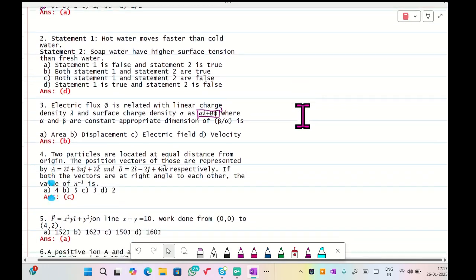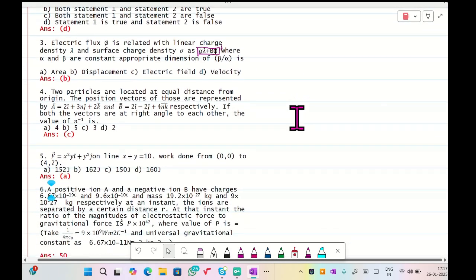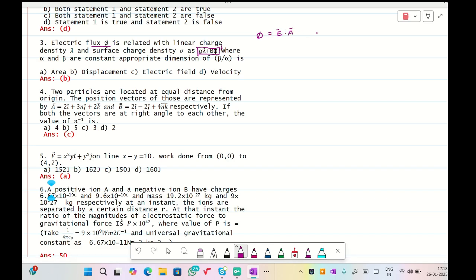The second one is a direct conceptual question. Here it is about electric flux. Electric flux is equal to E dot A. According to Gauss law, flux is equal to Q in by epsilon naught, which equals the integral of E dot ds, so E into A. This flux is related as flux is equal to alpha into lambda plus beta into sigma.